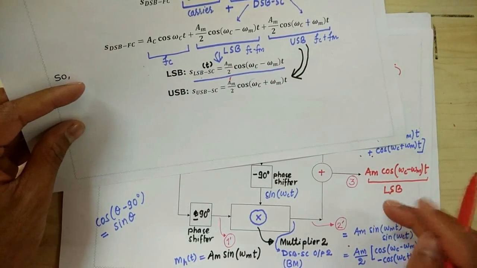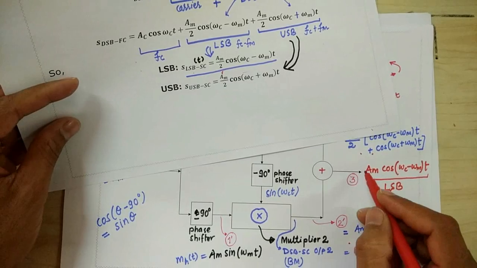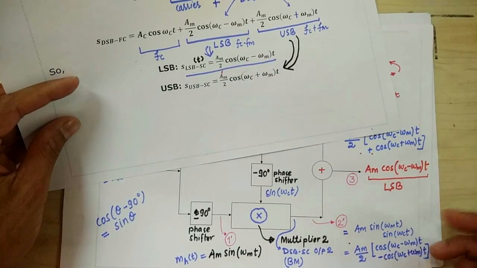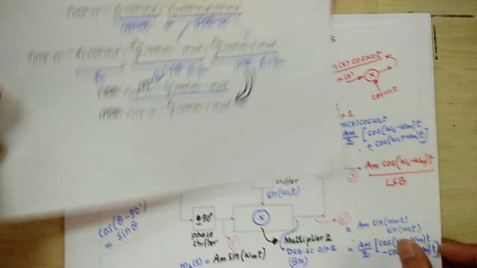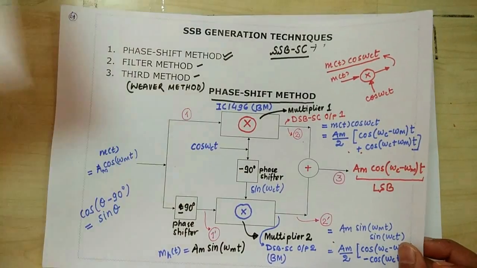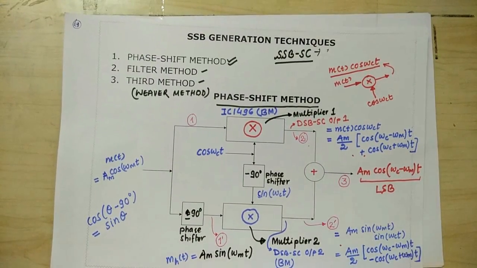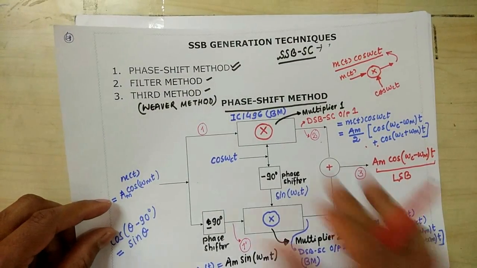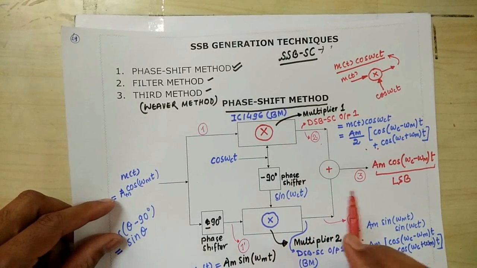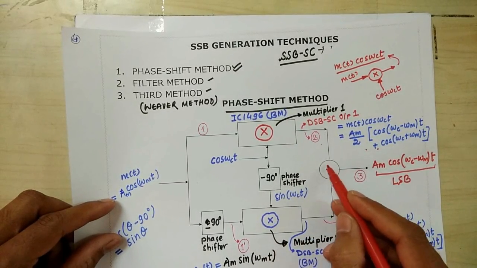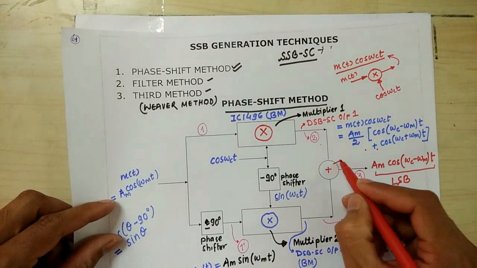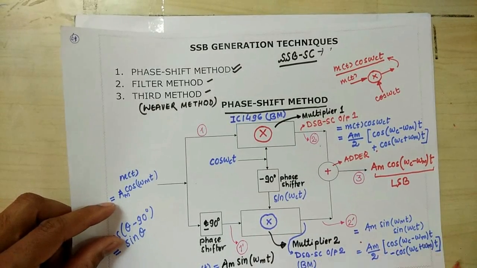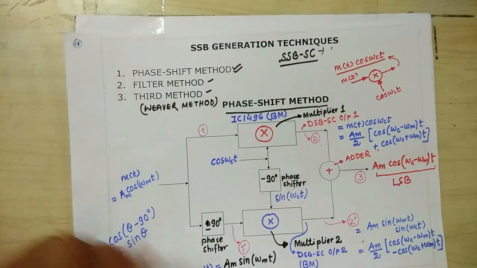Or you can use a gain amplifier which is going to provide a gain of half, so that becomes Am by 2, so it is not a problem. So basically this is the LSB equation. If you want to generate USB from this block diagram, then we need a subtractor instead of an adder. So basically this is an adder to generate LSB. Similarly, to generate USB, you need a subtractor.